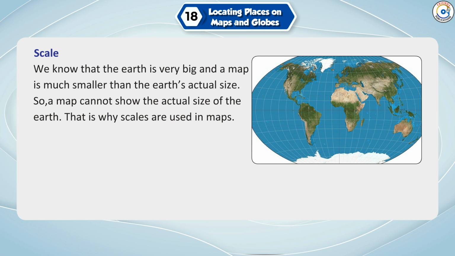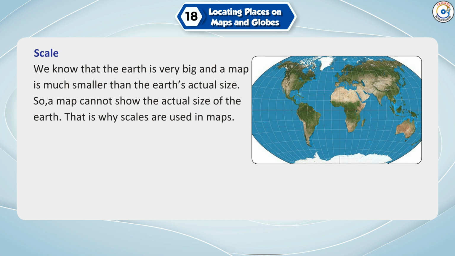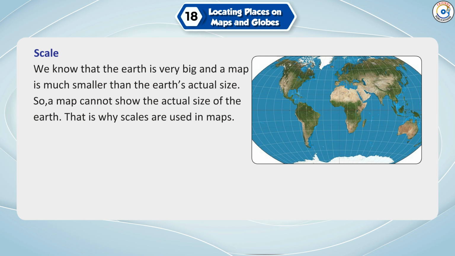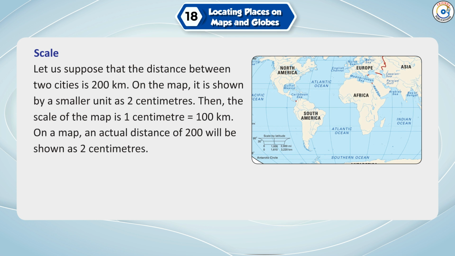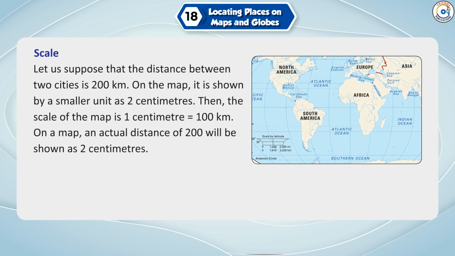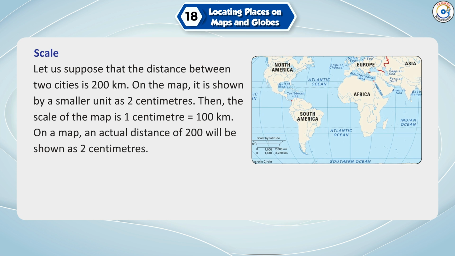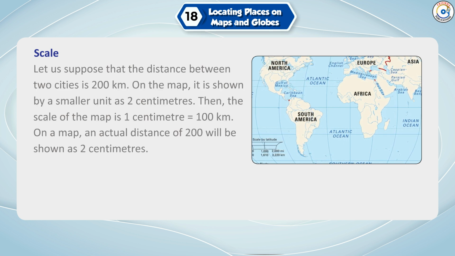Scale. We know that the Earth is very big and a map is much smaller than the Earth's actual size. So, a map cannot show the actual size of the Earth. That is why scales are used in maps. Let us suppose that the distance between two cities is 200 kilometers. On the map, it is shown by a smaller unit as 2 centimeters. Then, the scale of the map is 1 centimeter is equal to 100 kilometers. On a map, an actual distance of 200 kilometers will be shown as 2 centimeters.